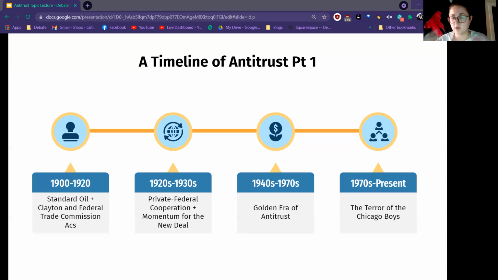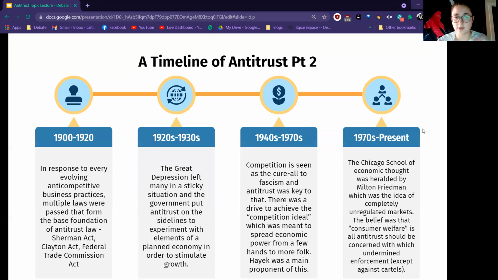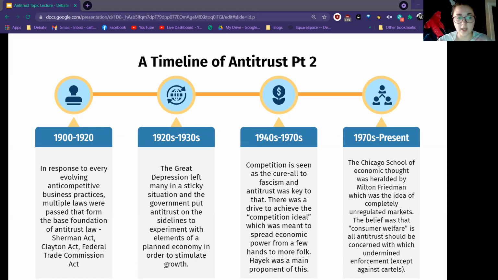And so I think this topic is going to be really interesting, investigating and reflecting on those histories. And with that being said, let's get into the deeper timeline. And so we'll start with the 1900 to the 1920 period. And so this was the period that, in response to ever evolving anti-competitive business practices, multiple laws were passed in order to clarify and form the base foundation, the Sherman Act, into a much more useful tool to adapt to these newer practices, which birthed things like the Clayton Act and the Federal Trade Commission Act.